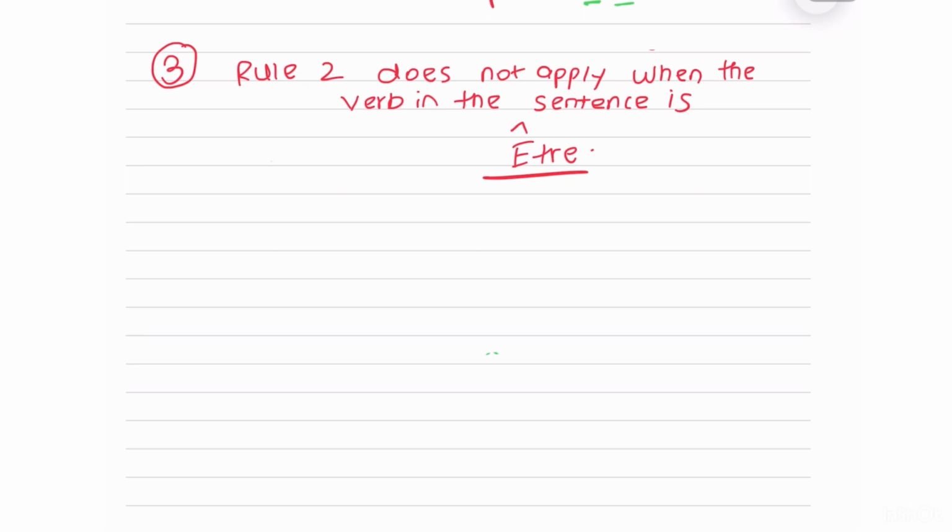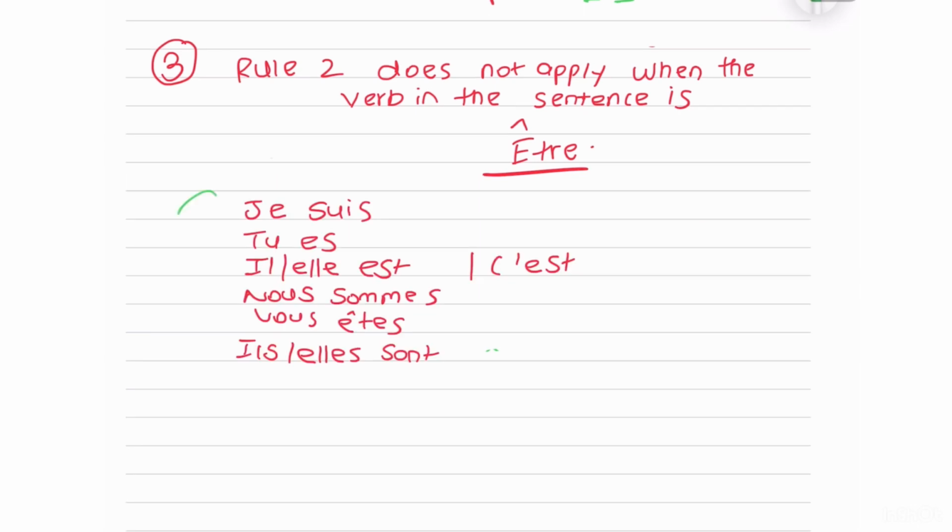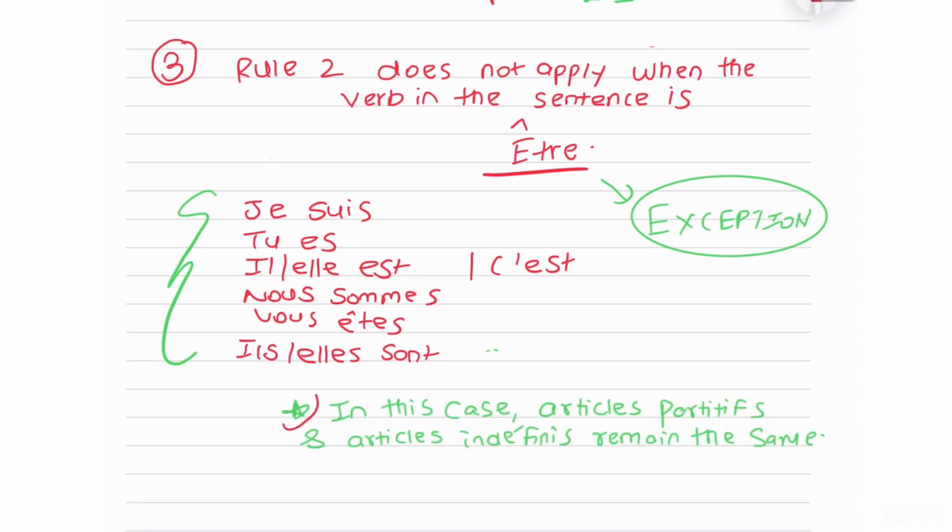If you see être in your sentence, then your article partitive or article indefini will not change. That is être or its conjugations. So if any of this is there in your sentence, you will not change your article partitive or indefini. That means être is your exception. Keep this in your mind, pause the video and note it down so that you don't forget it. This point basically means no change.